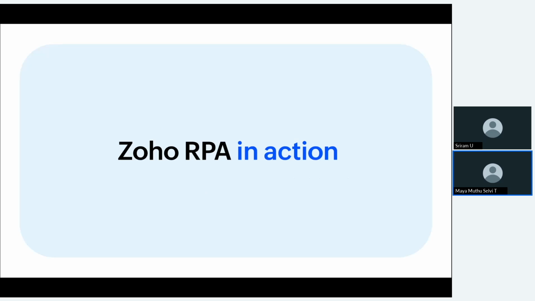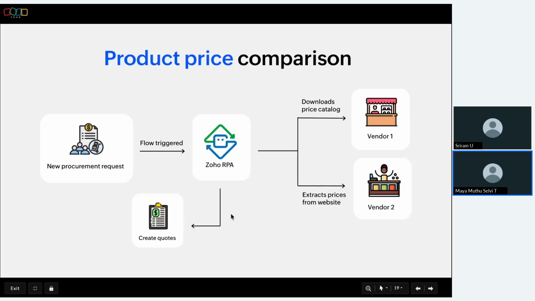Now let's look at a few everyday automation scenarios that organizations can implement using Zoho RPA. Now let's take a procurement scenario. Here, an employee raises a request to purchase a product. Before placing that order, the procurement team will have to compare supplier prices to get the best deal. Now let us see how Zoho RPA is helping them automate this particular process.